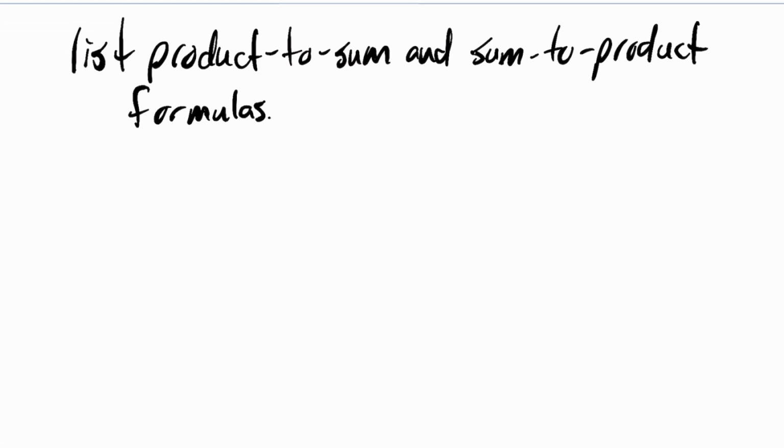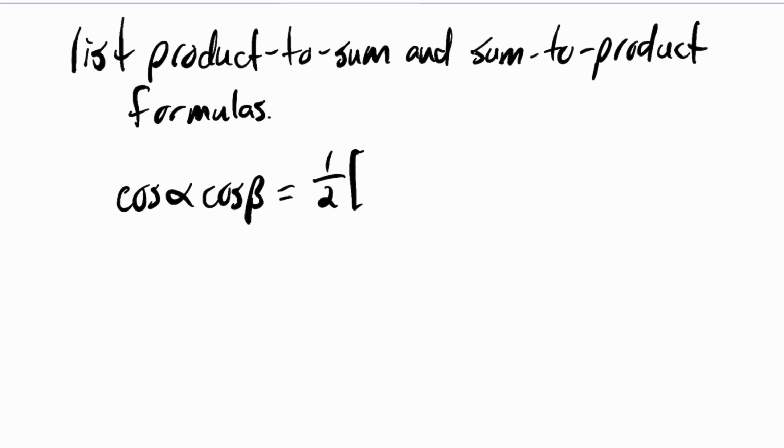So the first one is cosine alpha cosine beta. If you have a product of two cosines with different inputs, alpha and beta are different, at least potentially, otherwise you wouldn't bother doing this, then here is the corresponding formula. This is 1/2 of, I'm going to use brackets because I'll have parentheses, I want to distinguish the two, of cosine of alpha minus beta plus cosine of alpha plus beta.